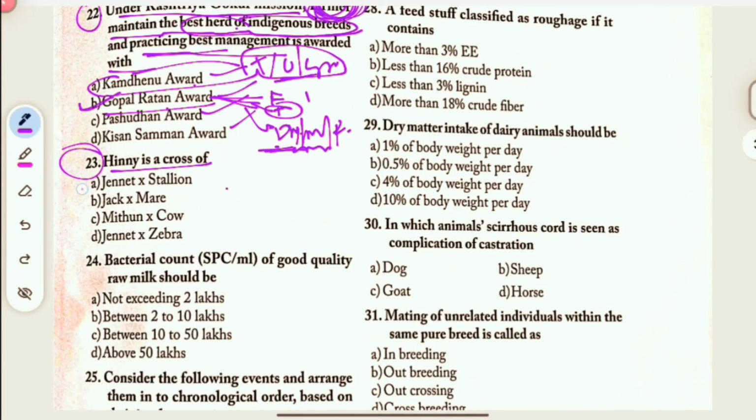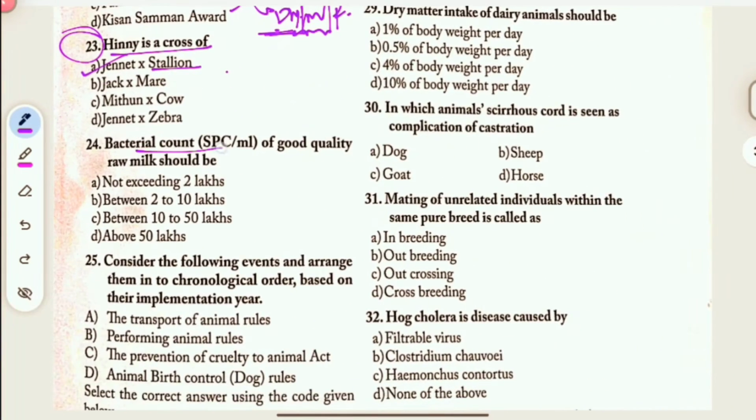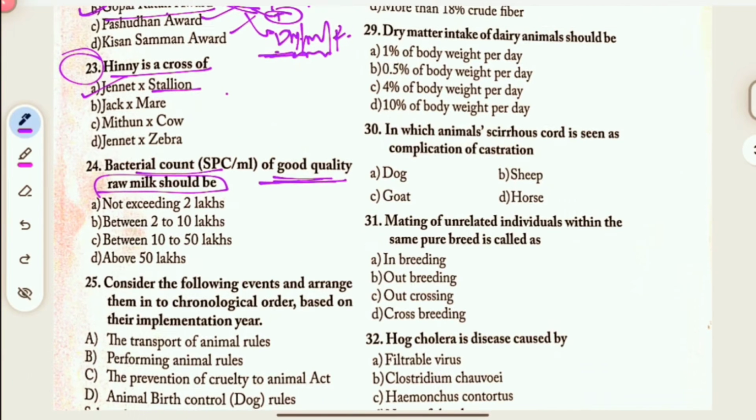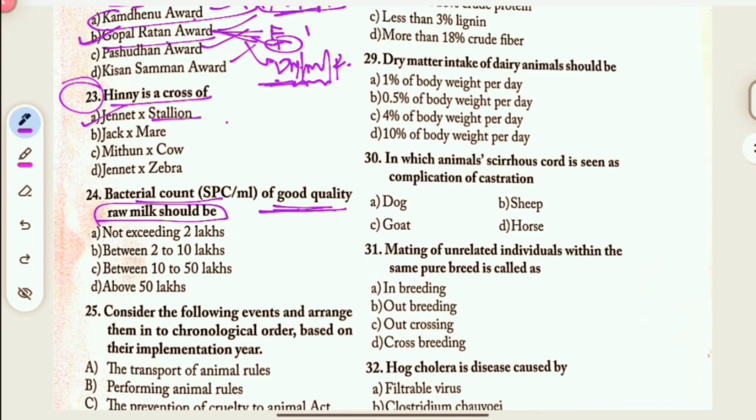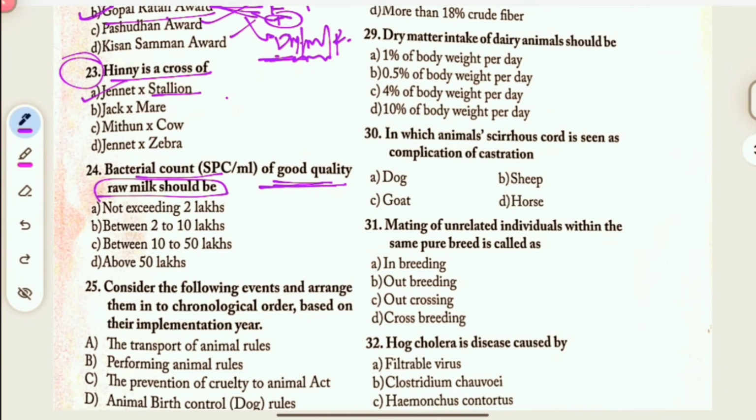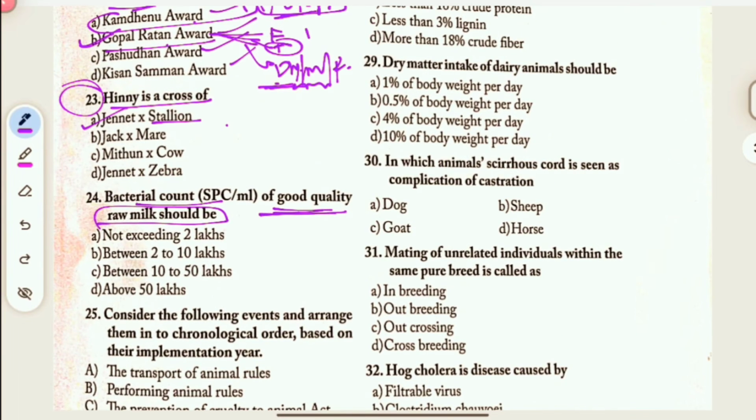This is a very easy question: jennet and stallion. And then the bacterial count of good quality raw milk should be... There are actually 4 types of quality of raw milk classified based on their bacterial count, by standard plate count. Here they are classified as very good, good, fair, and poor. So they are asking about good quality.